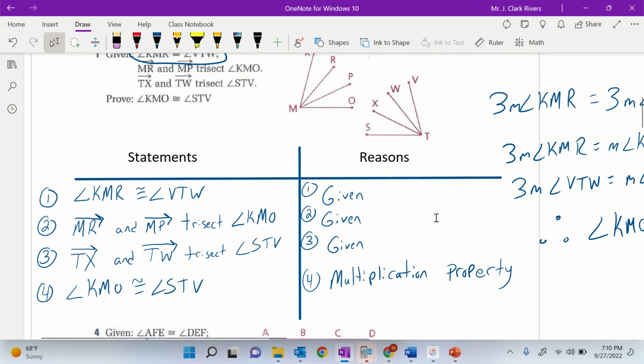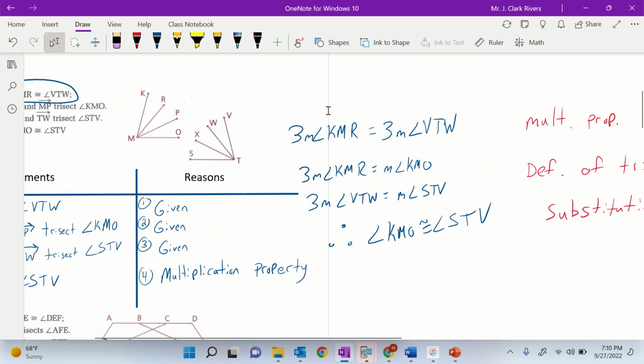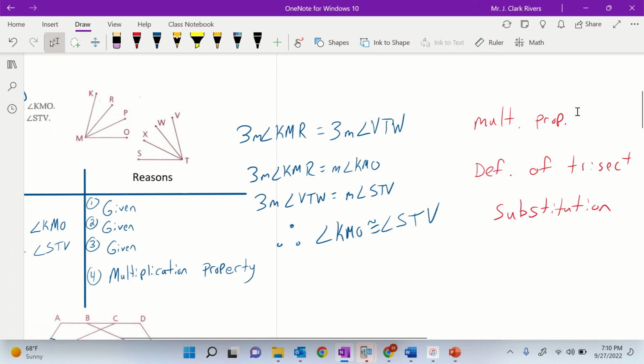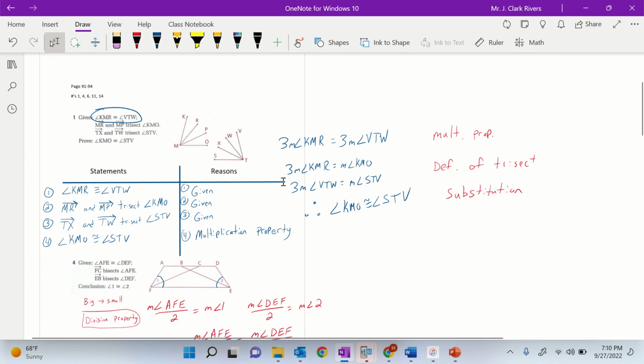That's the multiplication property. Why is it the multiplication property? Well, you don't have to show this, but you should be thinking it. 3 times KMR, that's 3 times the smaller angle, is equal to 3 times VTW, that's 3 times that smaller angle. That's the multiplication property. 3 times KMR is equal to KMO, and 3 times VTW is equal to the measure of STV. That's the definition of trisect. And so by substitution, angle KMO is congruent to angle STV. So what is in the proof over here on the left is all that's required, but it's good to know what's actually happening, kind of behind the scenes, what is not shown there.